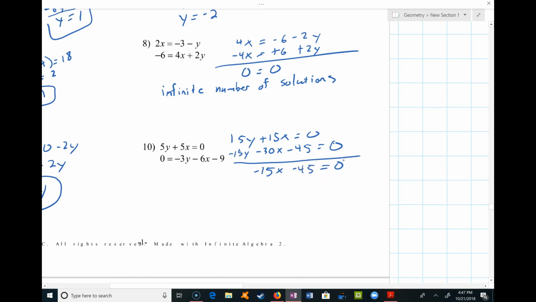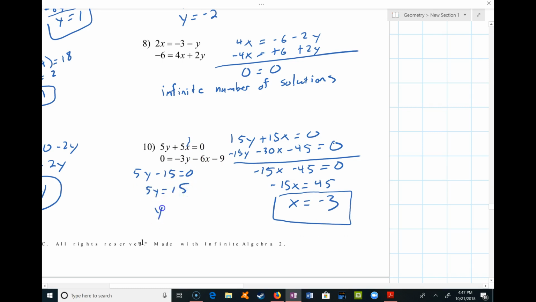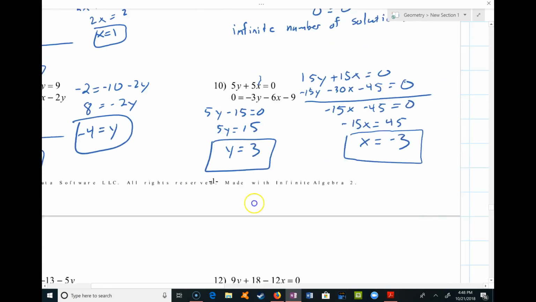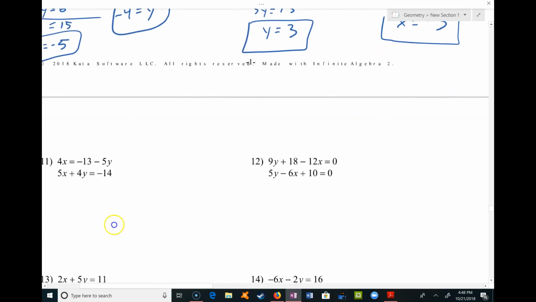So I'll move 45 to the other side and I get negative 15x is equal to 45. Divide by negative 15 and I get x is equal to negative 3. And go back over here and let's see if 5y minus 15 equals 0. If I plug negative 3 in right there, that would be 5y is equal to positive 15, which means y is equal to 3. Awesome. We're moving now.